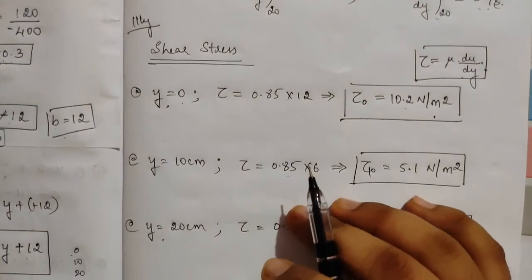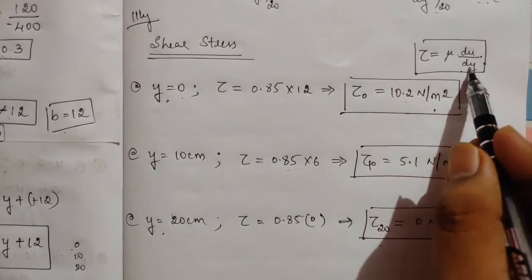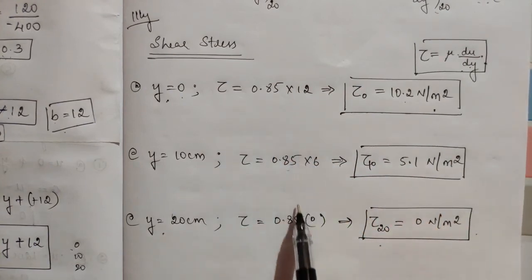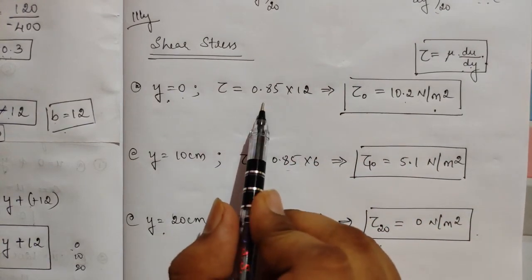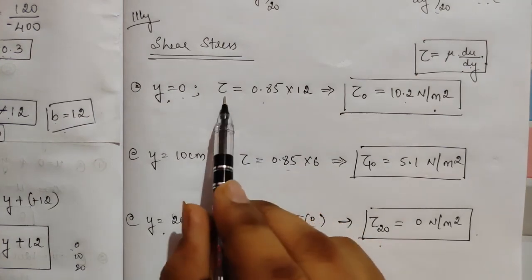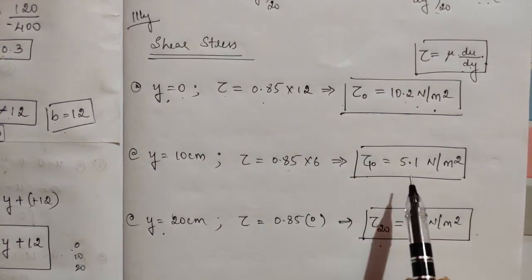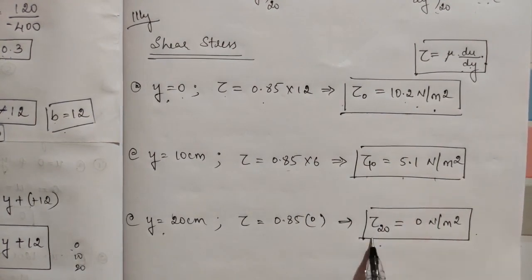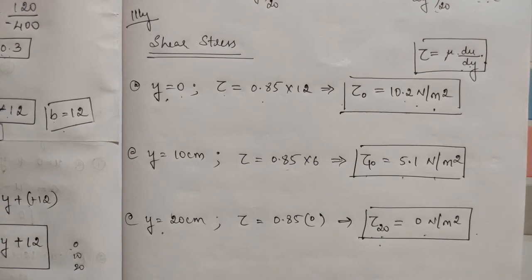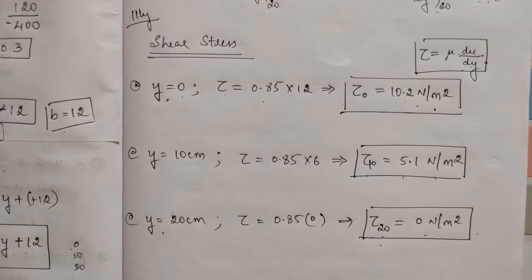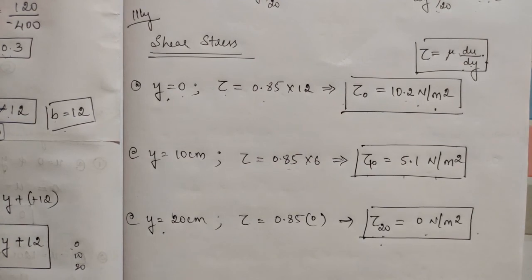Next, when I come to shear stress, with the help of this formula, I already found the velocity gradient. I just need to multiply by the dynamic viscosity or coefficient of viscosity. That is, tau at 0 is 10.2 Newton per meter square, tau at 10 is 5.1 Newton per meter square, and shear stress at 20 centimeter is 0 Newton per meter square. So this was the problem and solution for the question.